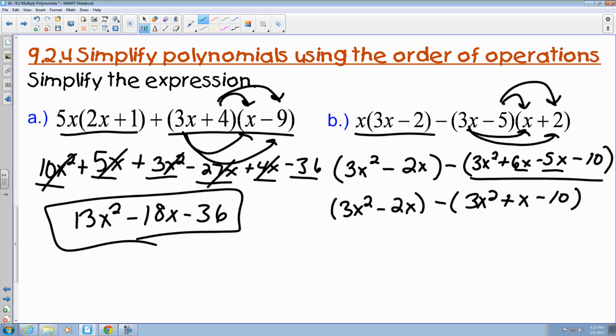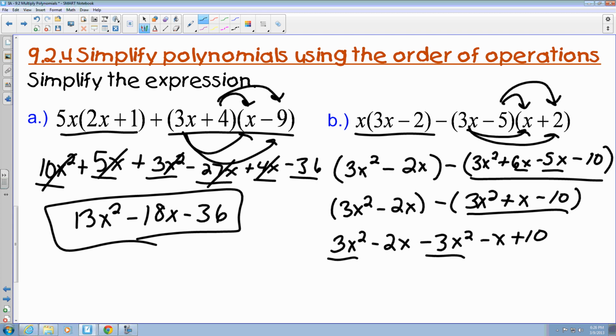minus 10. So now from here, I treat this just like a subtraction problem like we did in 9.1. I write the first parentheses as is, so it's 3x squared minus 2x. Then I change the sign of each of these values. So this becomes minus 3x minus x plus 10. Now from here, I can combine like terms. So here, 3x squared minus 3x squared becomes 0. So I'll just cross those out and not write anything.